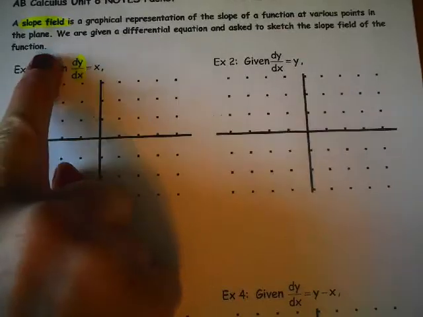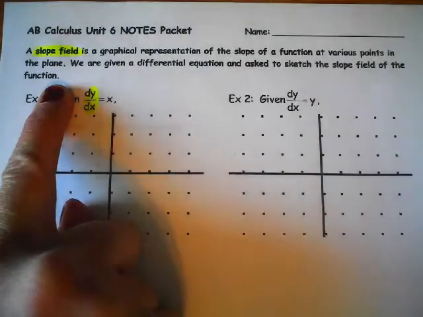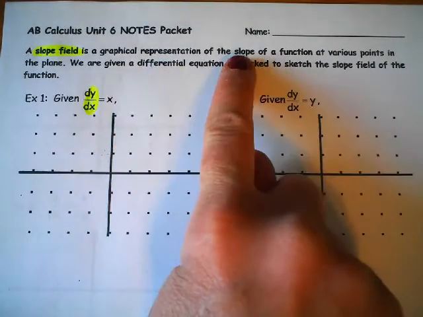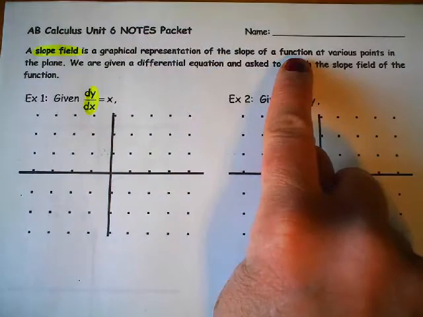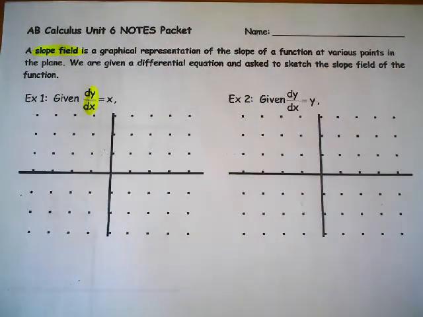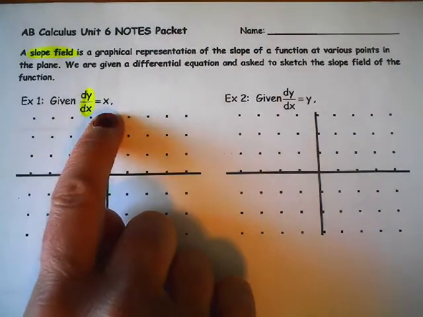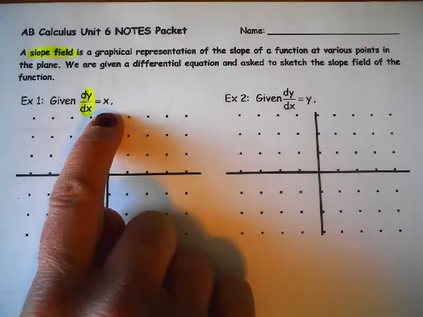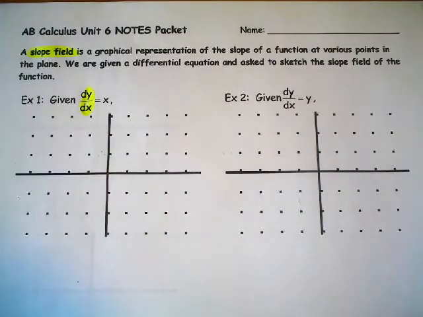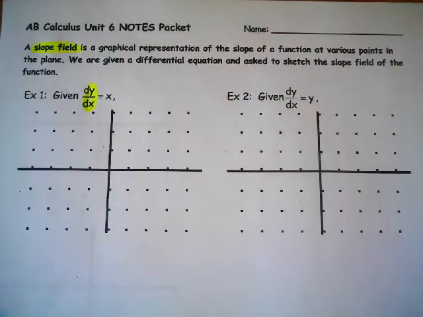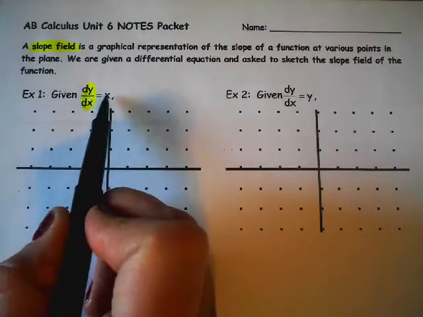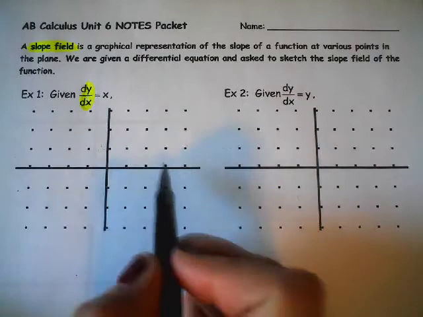And so if we read up top, it says, a slope field is a graphical representation of the slope of a function at various points in the plane. And we're going to be given a differential equation. Example 1, we're given dy dx is equal to x. And we're going to be asked to sketch a slope field. So we are asked to come onto this xy axis that we've got and to sketch what the slope is at every single point we see.